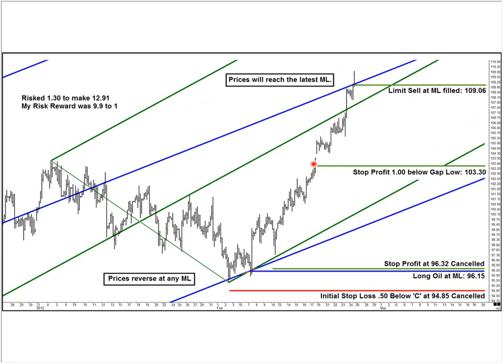Now price gaps higher. That's significant to me. When price gaps higher, it leaves a small consolidation area. Once it breaks that consolidation area right there, this bar that sprints higher, I'm going to cancel my 96.32 stop profit and move it up a dollar below the gap low. So now my stop profit is at 103.30.